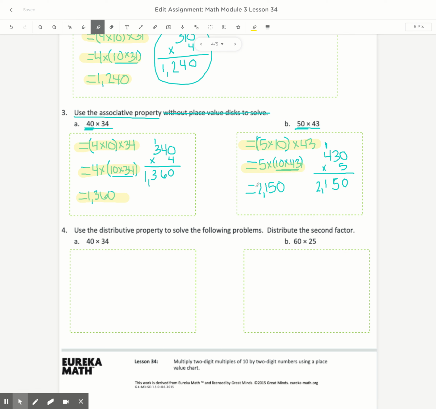And once again, you guys need to show me the associative property by breaking down that first number and moving the parentheses and solving the equation.